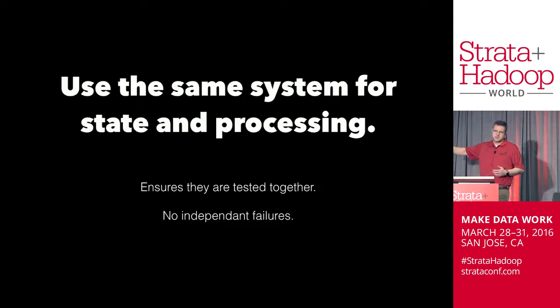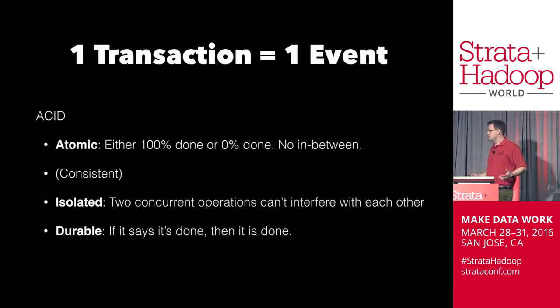Make sure that they're tested together. That is, everyone who's using that stream processing system is using that state system and vice versa. They're not talking over a network. Everything is tested integrated. It also means there's no independent failures, right? Or at least if it's a distributed system with lots of processes, they've tested those failures together. You're not handling the failure scenarios in your code. The second thing we do is we say, if I've got an event processing system, I'm going to make one event processing one transaction.